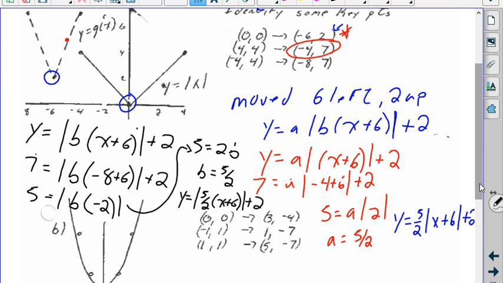Now, what's different about this? Well, here we did a horizontal stretch by a factor of 2/5. So we end up with the same number, and that's the property of the absolute value function. You're not always going to get that, but you will with the absolute value function.